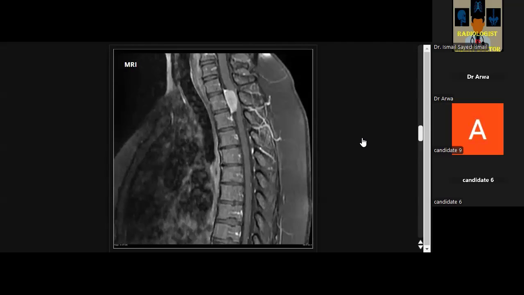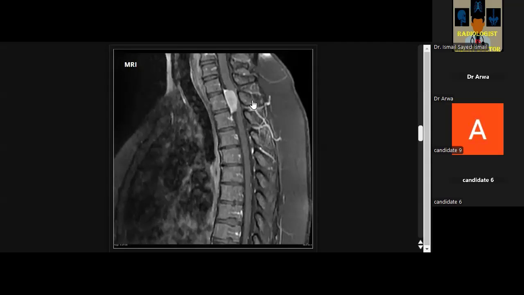So the other possible differentials could be, after the meningioma and neurogenic tumor, the third differential could be a metastatic lesion, if there is no history of any known primary. After meningioma, metastasis directly? No, meningioma, neurogenic tumor, and then metastasis, if there is any known non-primary, then metastasis of the spinal canal.